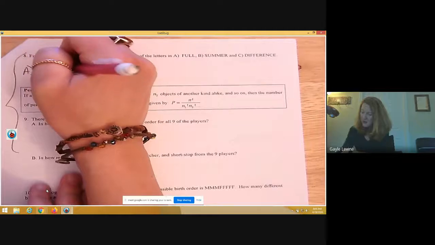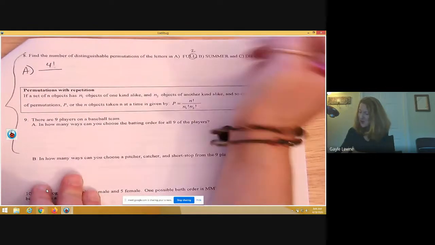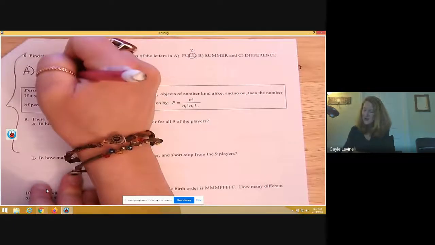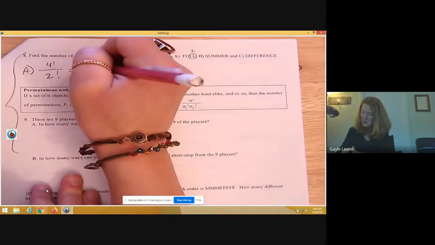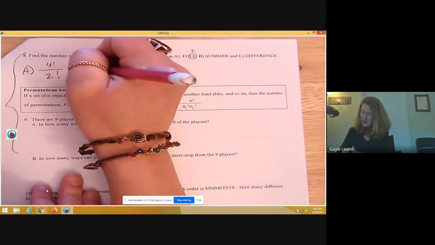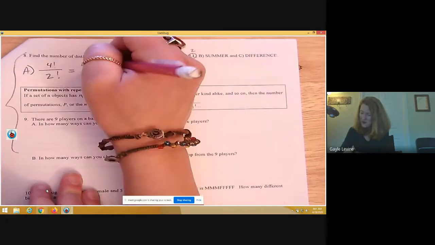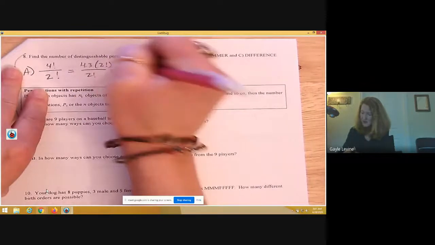So you have 4 factorial. The L's are repeated twice, so you would divide by 2 factorial. When you do that out, you're just going to end up with 4 times 3, because the 2 factorials would cancel. That's 4 times 3 times 2 factorial divided by 2 factorial. So you're just going to get 12.